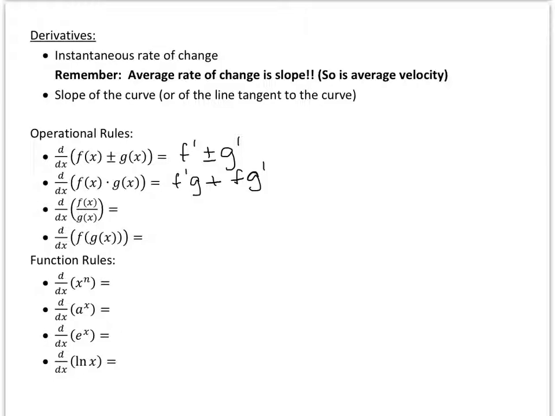If I have two functions divided, then I need quotient rule: derivative of the first times the second unchanged, minus this time, the first times the derivative of the second, all over the denominator squared. And the fourth operational rule is what we know as chain rule: derivative of the outside, leave the inside alone, times the derivative of the inside.